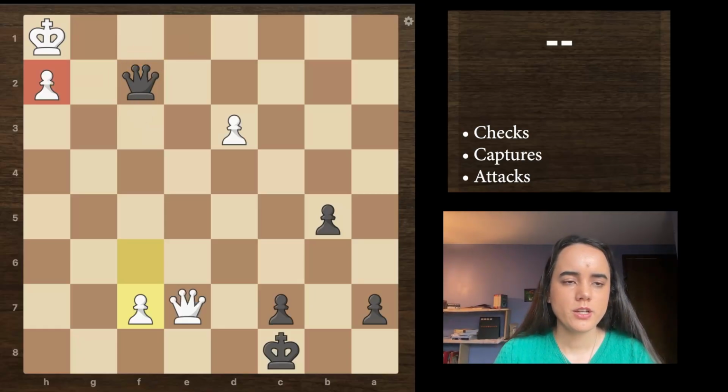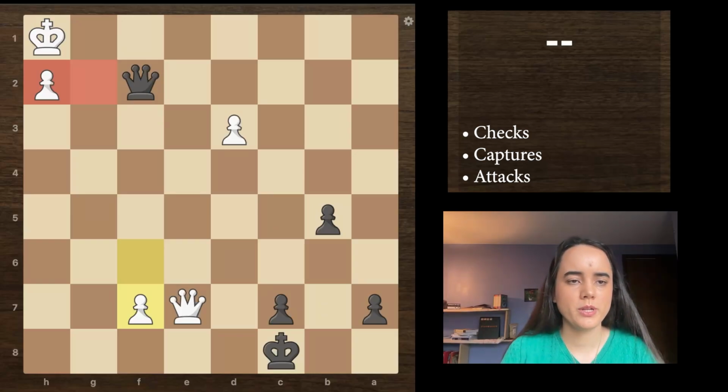This check, it looks like we just lose a queen. This check, we also just lose a queen. This check, we also just lose a queen. So it seems like it would either be this check, or this check.